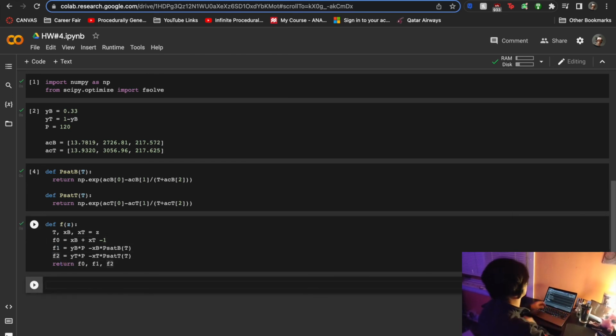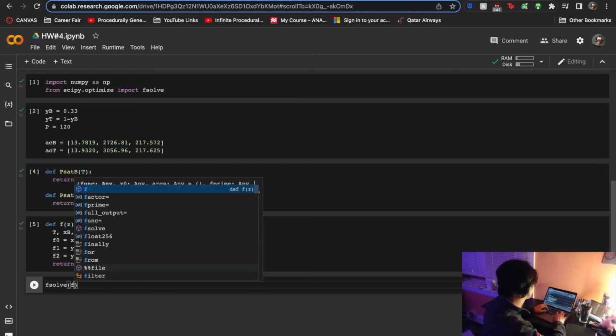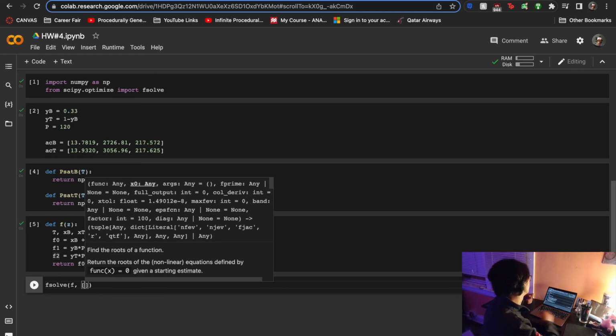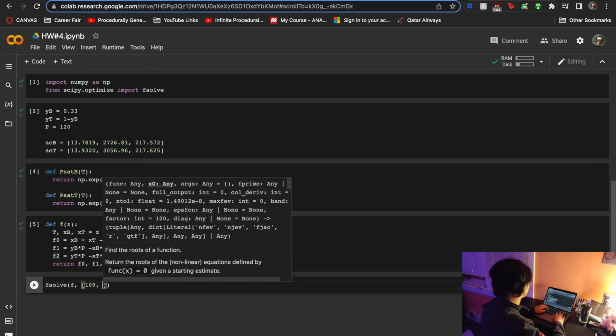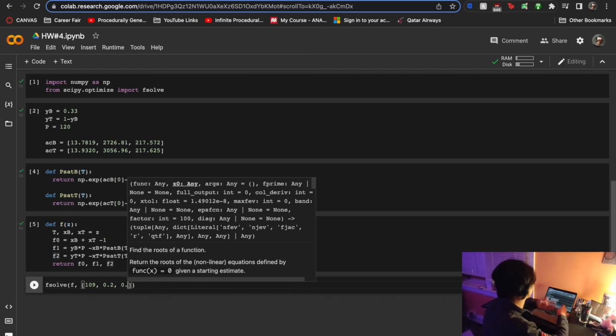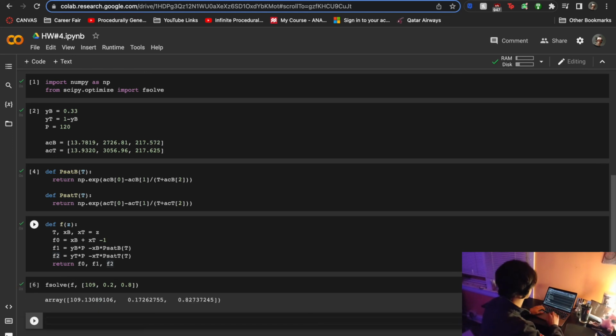So we have that, we run the function, and now I use the fsolve function that I imported from scipy.optimize, and I will supply our main function f to this, and I will also supply all of the inputs to this function as an array. So our temperature, I'll assume it's like 109 degrees. XB, let's say 0.2, and XT, let's say 0.8, because their sum has to be equal to 1. So let's run this and see what we get.